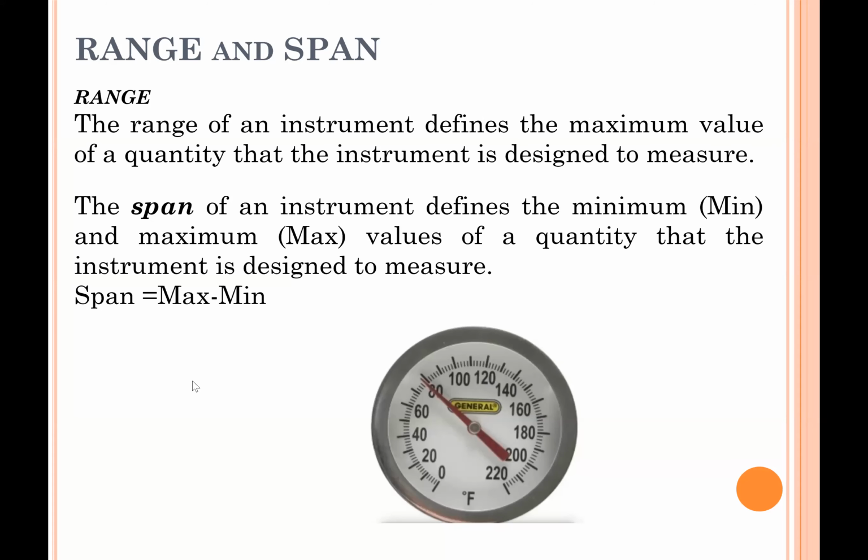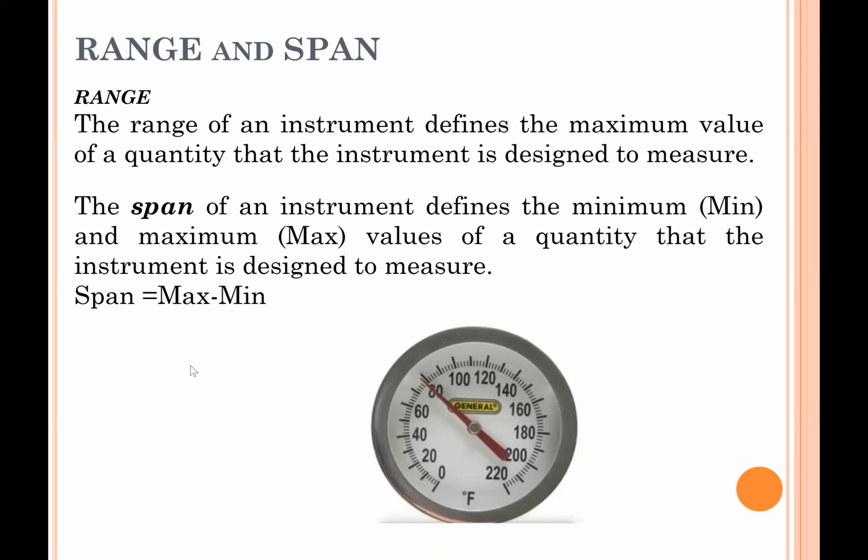The next characteristics that are of importance are range and span. Range of the instrument defines the maximum value of the quantity that the instrument is designed to measure, whereas the span of the instrument defines the minimum and maximum values of the quantity that the instrument is designed to measure. For example, अगर मैंने कहा range only tells me the highest value. अगर मैंने कहा 100 psi, so 100 psi is the range, maximum value that it can measure.